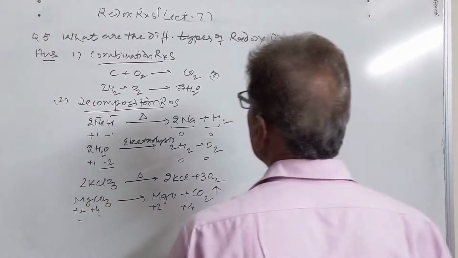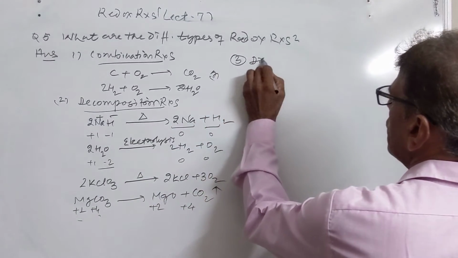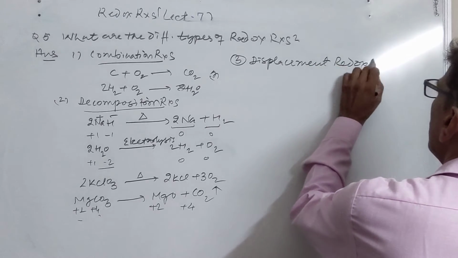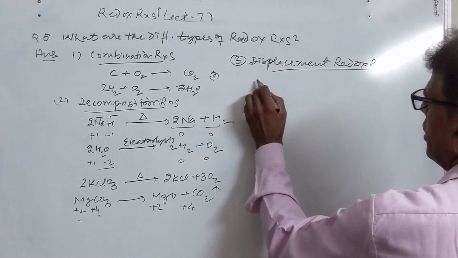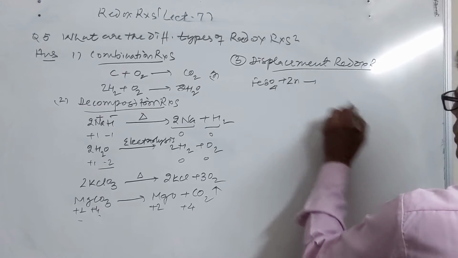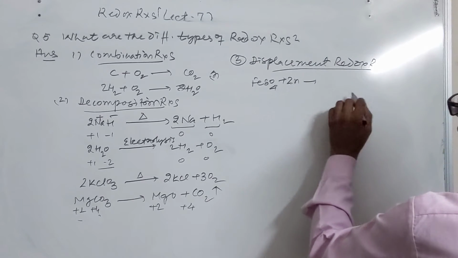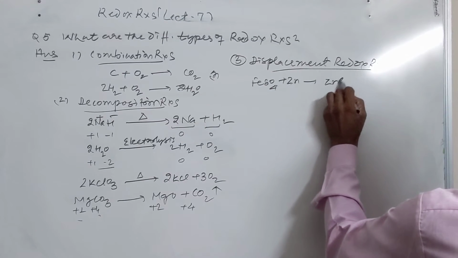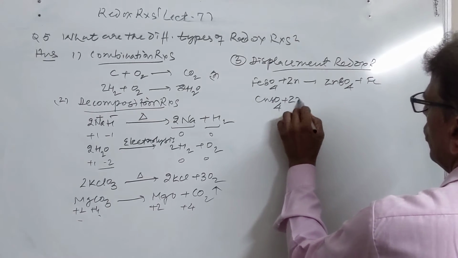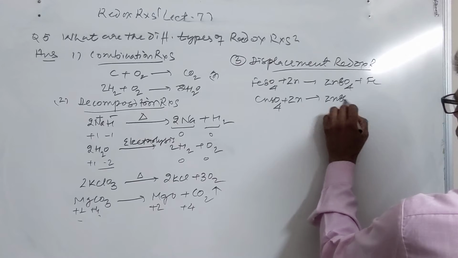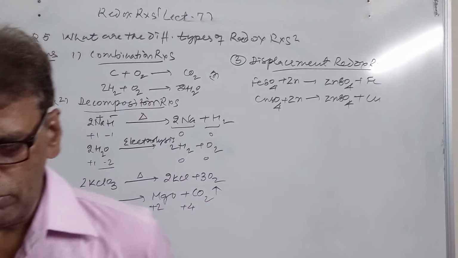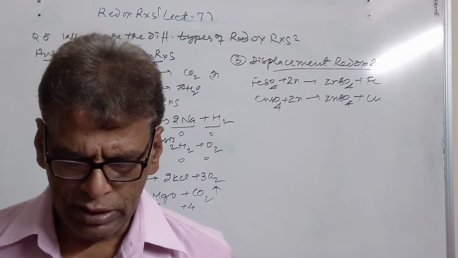Then we have the third type of reactions. These are called displacement redox reactions. Here one metal can displace another metal. For example, when FeSO4 combines with zinc, zinc can displace iron because the negative reduction potential of zinc is less than that of iron. You will get ZnSO4 plus Fe. Similarly, CuSO4 can also combine with zinc to produce ZnSO4 plus copper. So these are called displacement reactions, where one metal is displacing another metal.